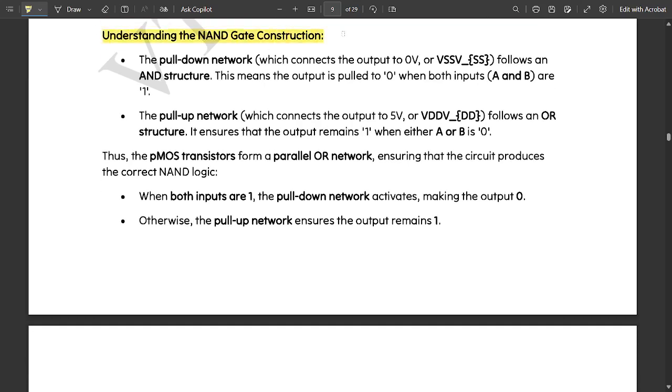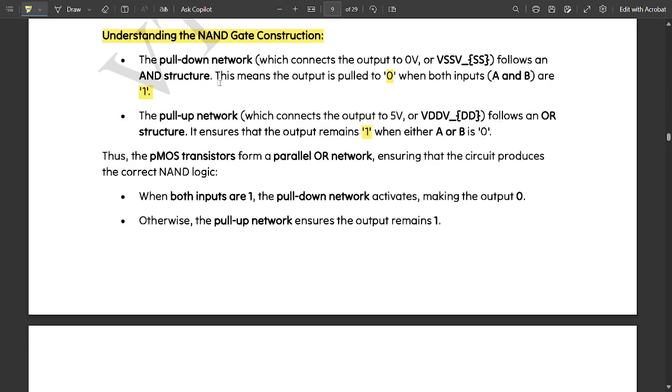The construction of a NAND gate using CMOS logic consists of a pull down network as well as a pull up network. I've already told you what pull down and pull up mean. A pull down network, which connects the output to 0 volt or VSS, follows an AND structure. This means the output is pulled to 0 when both inputs A and B are 1. This is the meaning of pull down. Next is the pull up network, which connects the output to 5 volt, that is, directly to the supply voltage VDD, and follows an OR structure. It ensures that the output remains 1 when either A or B is 0.